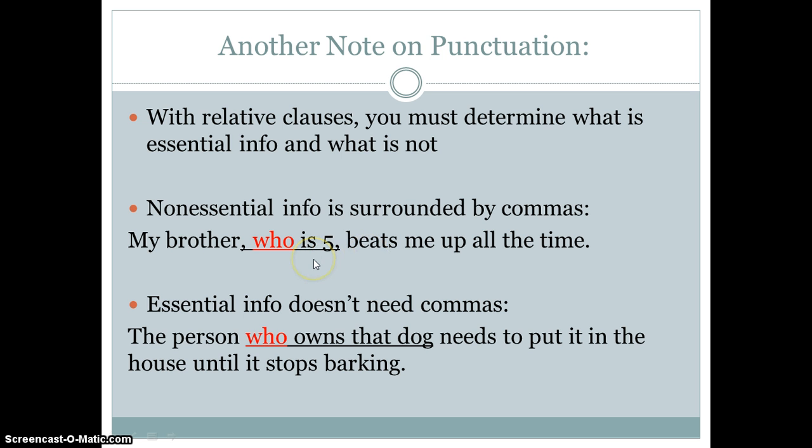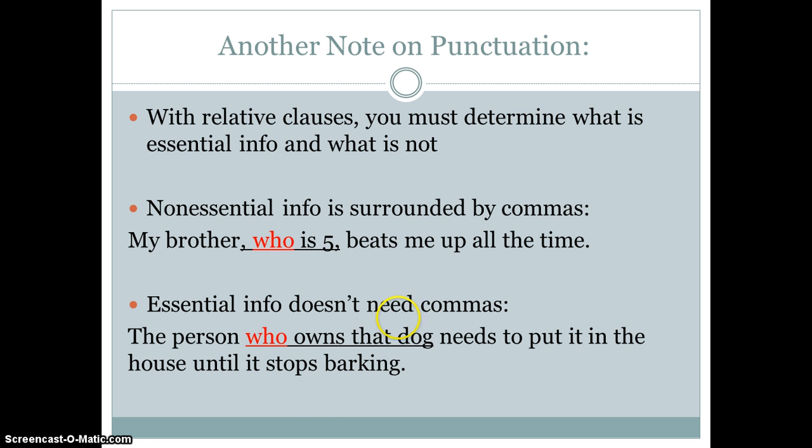How do you know that this is non-essential? Does the sentence, my brother beats me up all the time, make sense? And is it a complete thought that a listener can fully understand? The answer is yes. So, who is 5? Granted, this clause makes it funny because who gets beat up by a 5-year-old? But this clause is not essential to understanding the meaning of the sentence. You still know that it's a brother who beats this person up all the time.